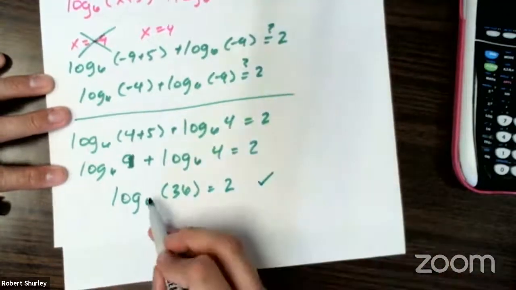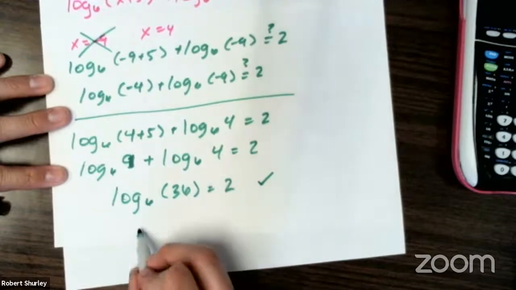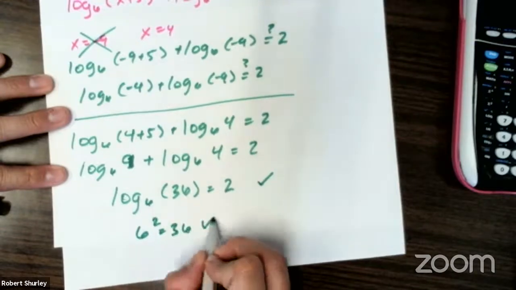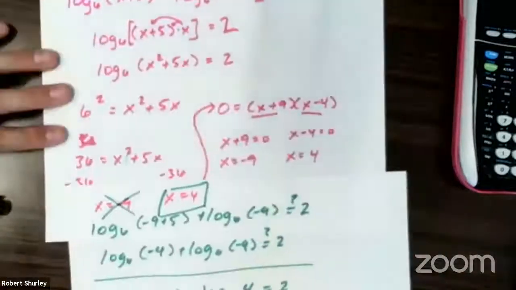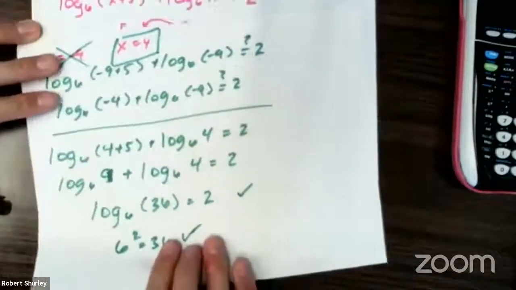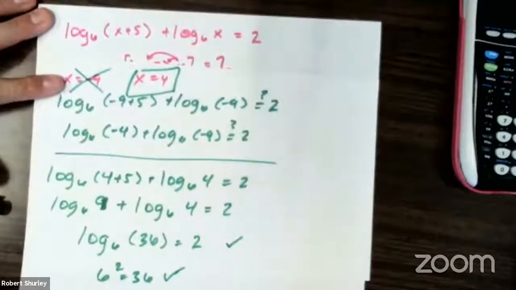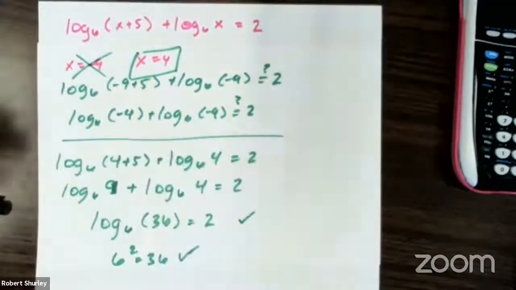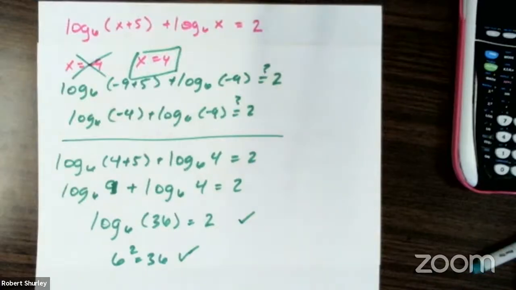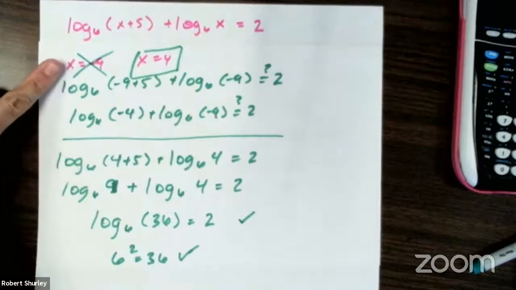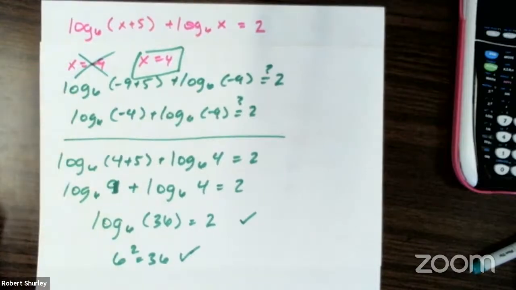I'm going to just check it here. Because if I want to write this as an exponent, 6 squared equals 36. It checks out. So I know x equals 4 is a solution. So that's a lot of work there. But x equals 4 is a solution. It took almost as much time to check it as it did to solve it. But on these, you have to check them. Because one of them we did correctly, but it's just not part of its domain. That's what it's called. Not part of its domain.